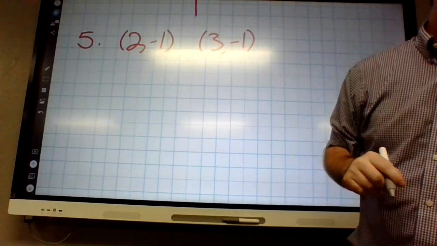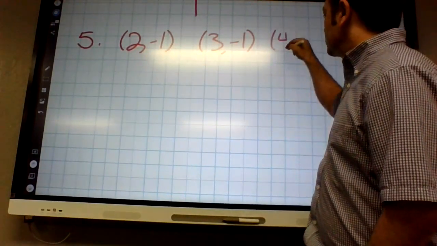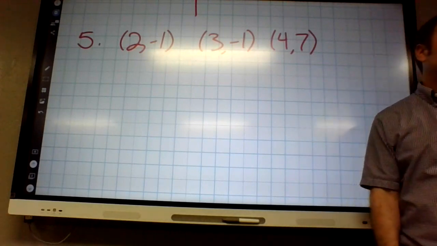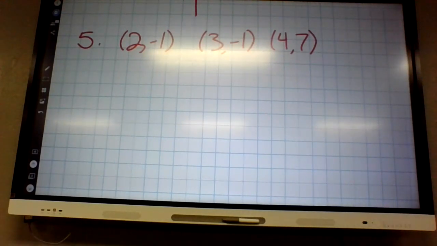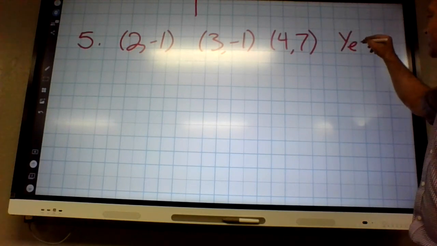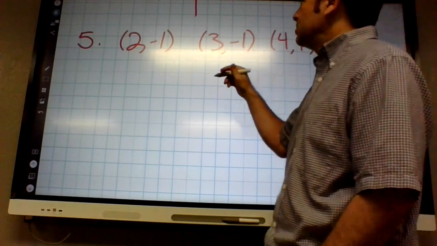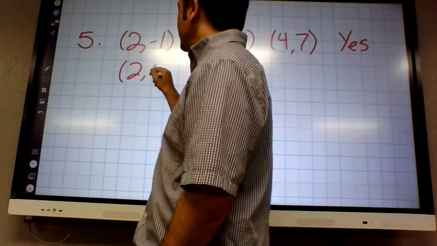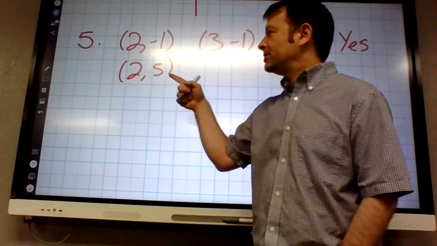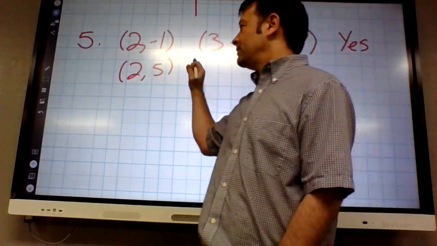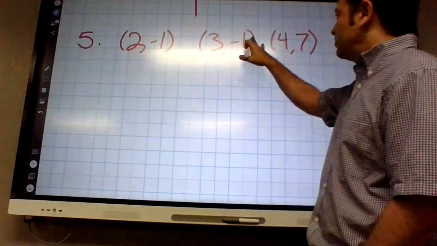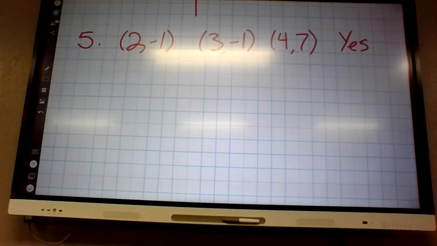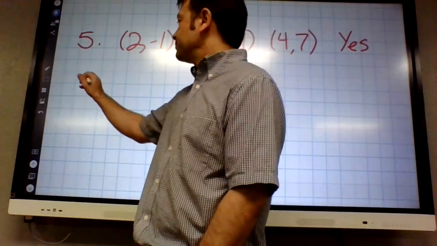What else? 4, 7. Okay, 4, 7. Is it a function? Does each x value only have one y value? Yes. Okay, what would make it not a function? If you had like 2, 5. Okay, this would not be a function because 2 would be going to -1 and positive 5. So since all the x's are unique to each y, yeah, it's a function.